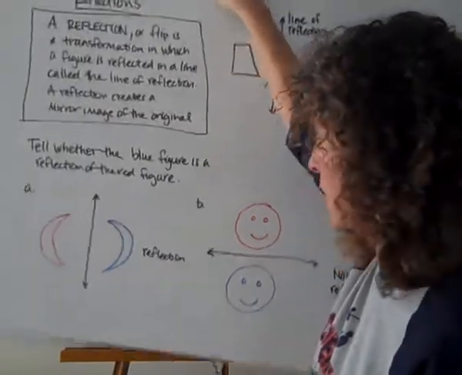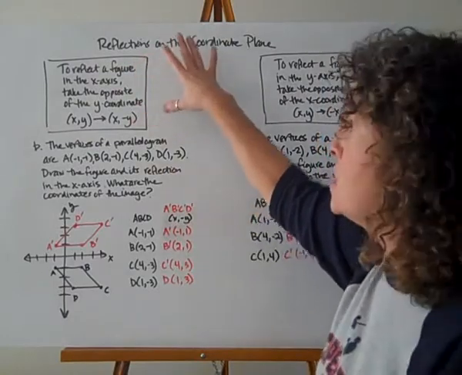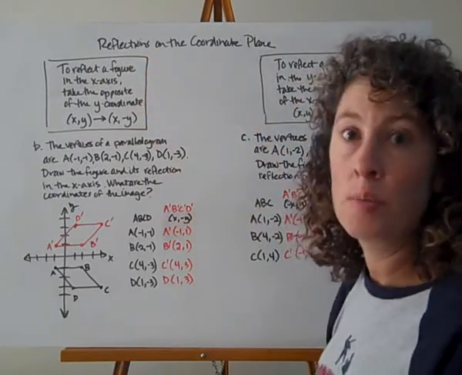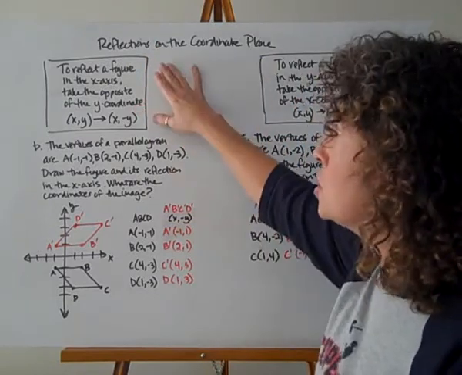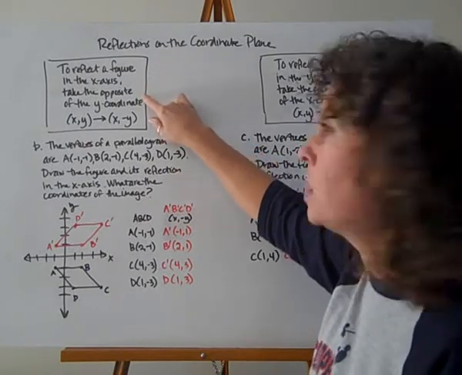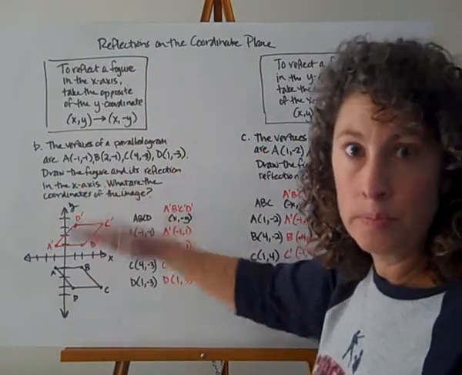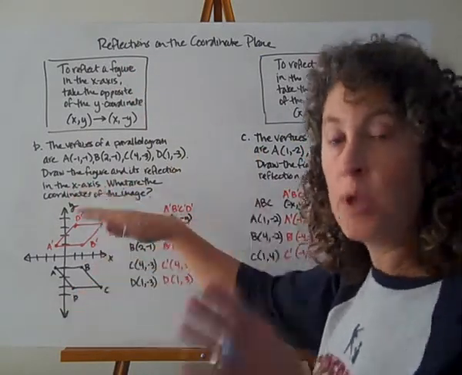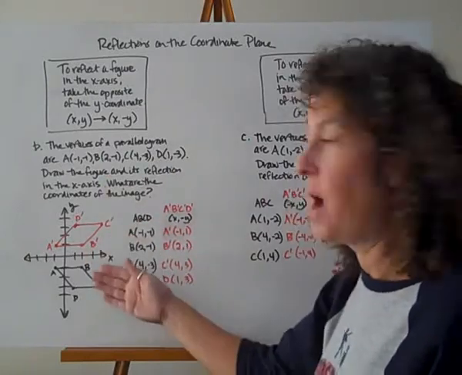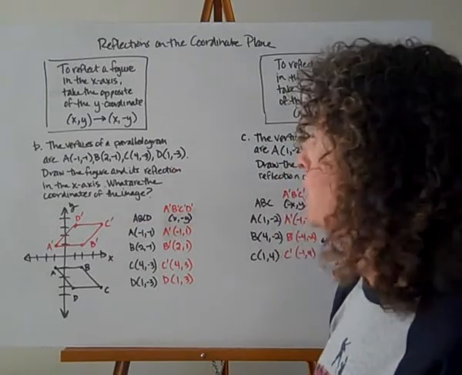Let's do some reflections ourselves. So again, we can talk about reflecting two ways on a coordinate plane. We can talk about reflecting over the x-axis. We can also talk about reflecting over the y-axis. So to reflect a figure in the x-axis, take the opposite of the y-coordinate. Since we're taking this figure and moving it up and down, what is changing is the up and down coordinate of that point, which is the coordinate on the y-axis. So we can keep the ordered pair, just find the opposite of the y-coordinate.